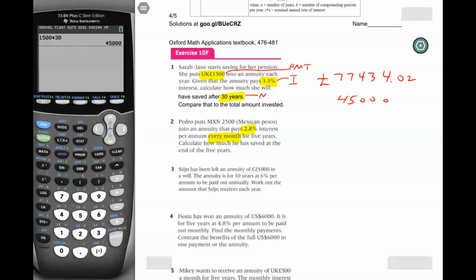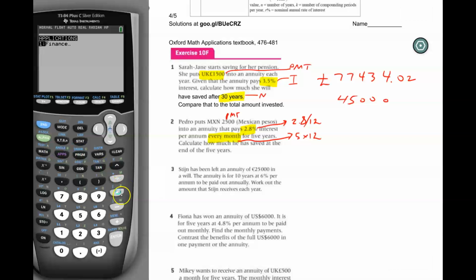Remember how I said that in annuity problems, if you are paying or getting paid every month, then everything needs to be expressed in months. So the 2.8% becomes 2.8% divided by 12 months for the monthly interest rate. And for every month for 5 years, that becomes 5 times 12, or 60 months. And of course this would be PMT, the 2,500. So let's put that in now.